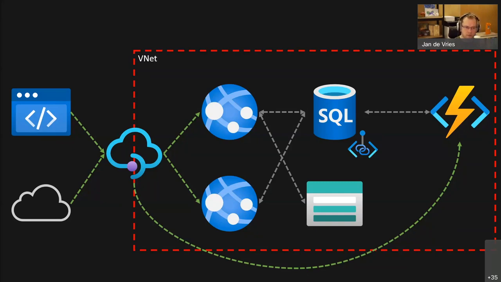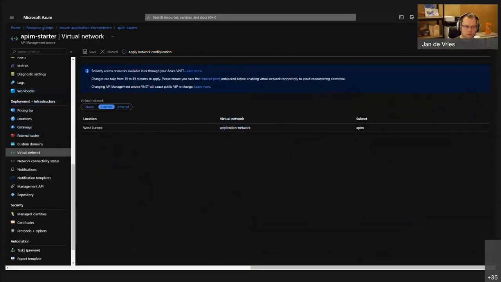To set this up, you need to set API management up as external facing, which means you have one part in the public internet and one part within your VNet. You can also set this up as an internal API management, which means it can only be accessed from within your VNet, which is also useful, but not relevant for this picture.